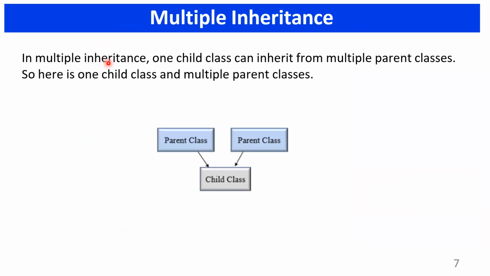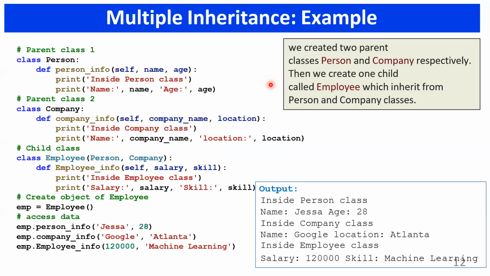And the next type of inheritance is multiple inheritance, where one single class can be created by inheriting the properties of multiple parent classes. So in multiple inheritance, one child class can inherit from multiple parent classes. So here there is only one child class and multiple parent classes. So let us see the example of multiple inheritance.